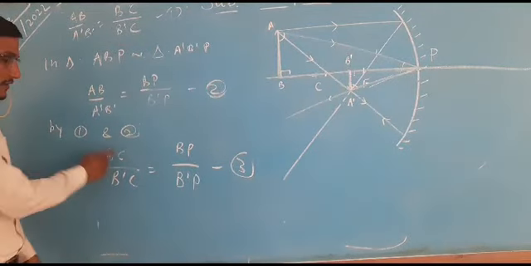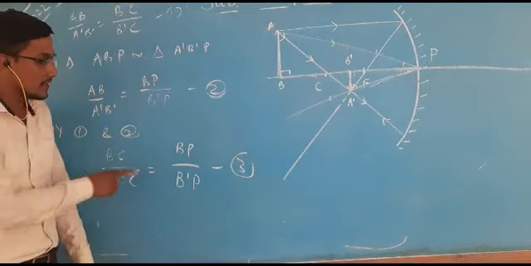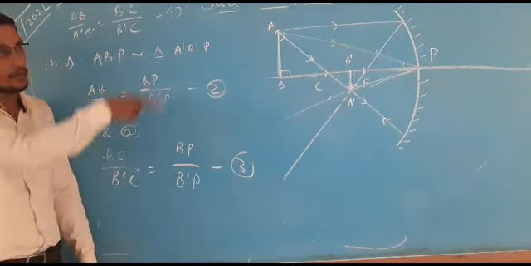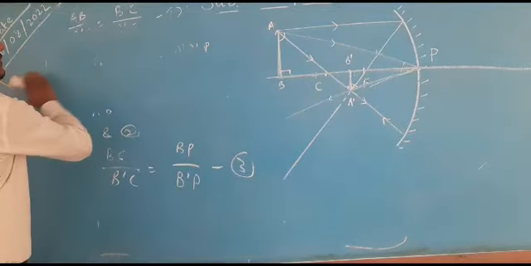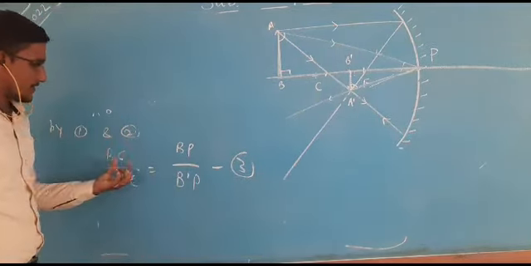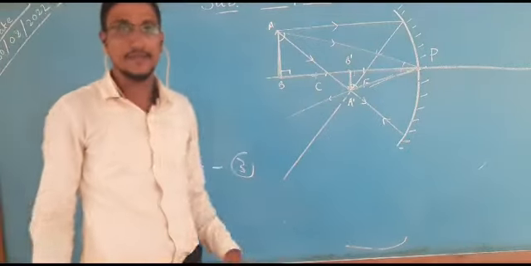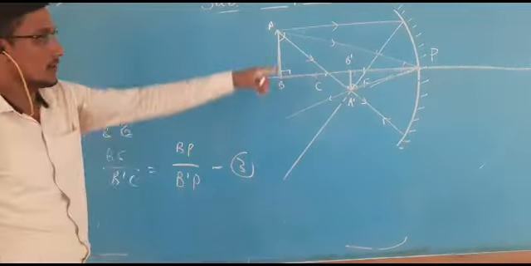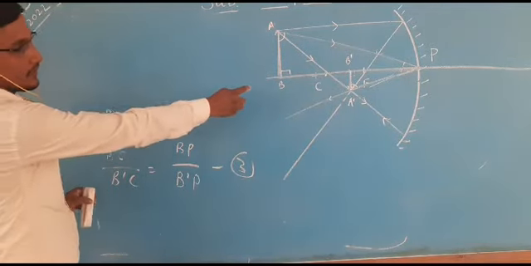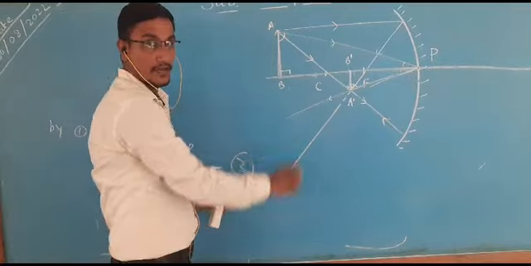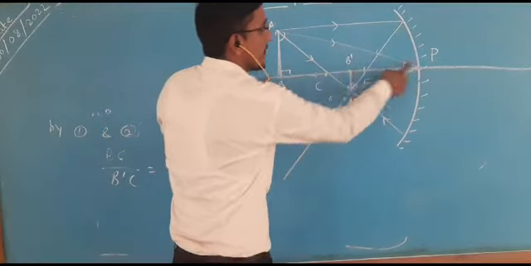Now we have to calculate the values of BC, B dash C, BP and B dash P from the given diagram in terms of u, v and the focal length of this concave mirror. Now BC we can write from this diagram: BC is nothing but BP minus CP.